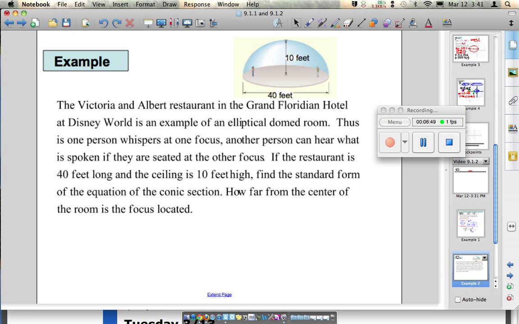So now we're going to look at some real life examples. You're going to see a couple of these with these elliptical domed rooms. And they actually are out there because they're kind of an interesting effect. When you whisper at one focus, another person can hear if they're seated at the other focus. So in this, you see these two little people standing at what apparently is the focus points.